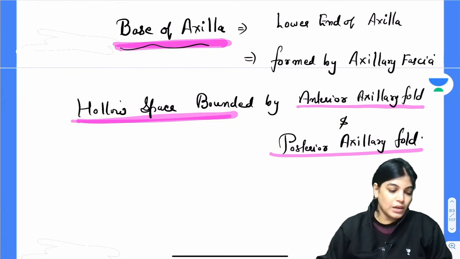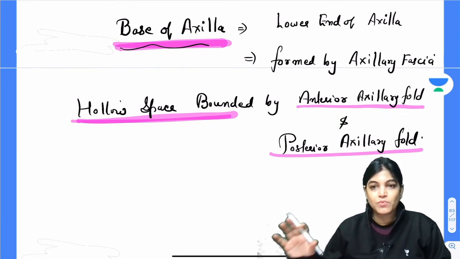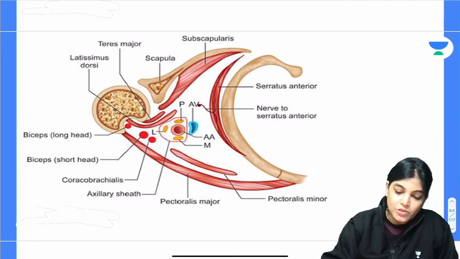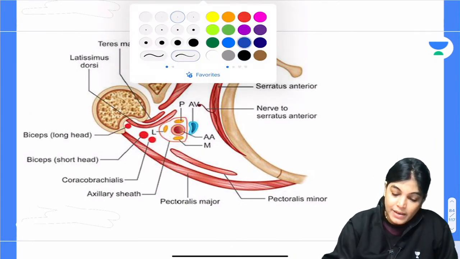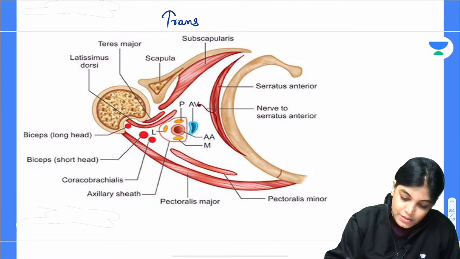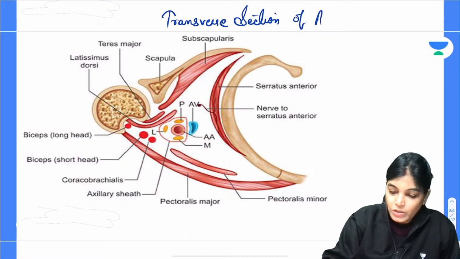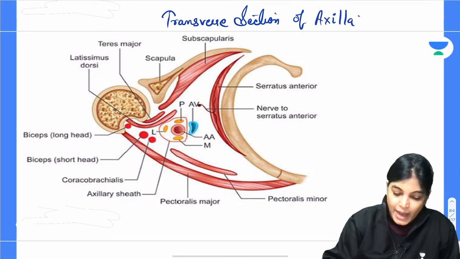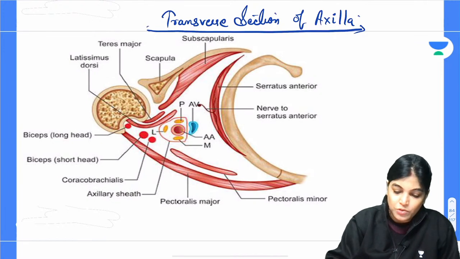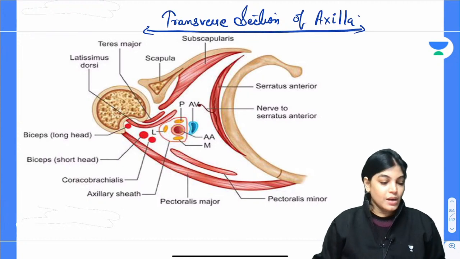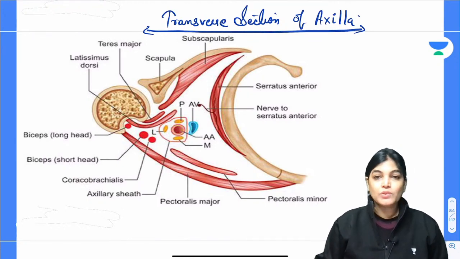Now we know that the anterior axillary fold is formed by pectoralis major, and the posterior axillary fold is formed by latissimus dorsi. For that explanation, I would like to show you a transverse section. My dear aspirants, this diagram is a transverse section of axilla. For your university exam, if a question comes about the axilla, you have to make this diagram where you have to show the boundaries. This is the similar diagram which you will make in your examination, and you have to understand the boundaries of axilla along with the contents of the axilla.